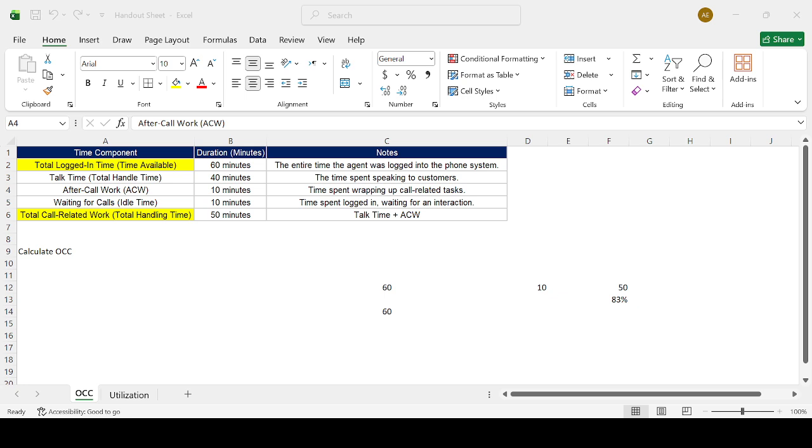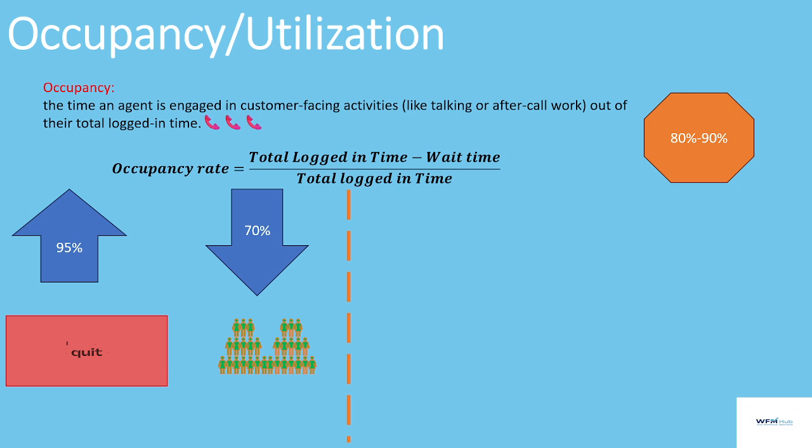Let's now move on to the utilization, and it's not that hard. Let's quickly review here. So occupancy is the total time that the agent is engaged with the customer. We have here its formula. We have also the good side and the bad side for the occupancy. We have here the average, which is from 80 to 90%. We can say it's 85%. This is occupancy. Now let's move on to the utilization.